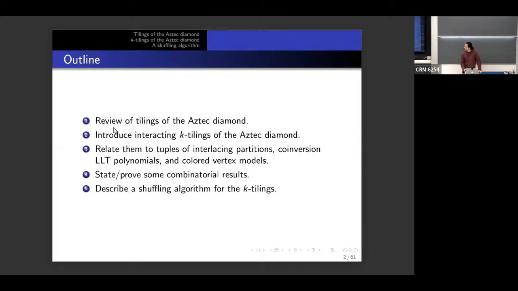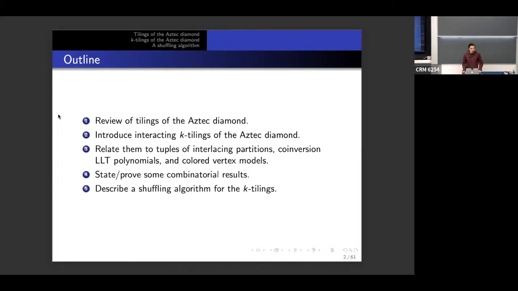Okay, so the plan for the talk is to first do a review of just normal tilings of the Aztec diamond. Probably some of this material was already covered in Sylvie's lectures, but it'll be useful for us to see it again because we're going to do basically the same thing once we introduce the K-tilings.